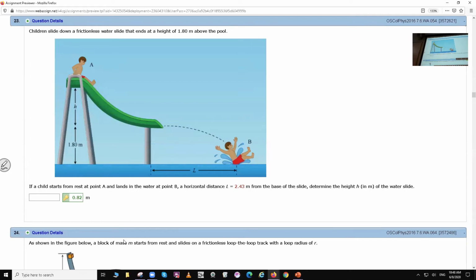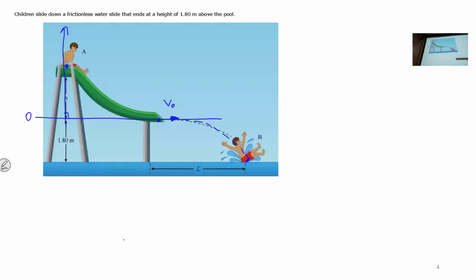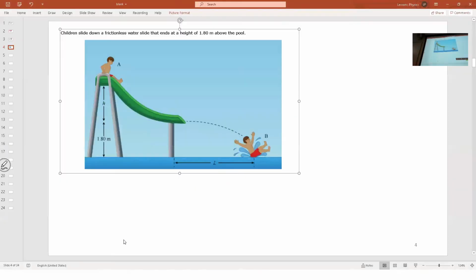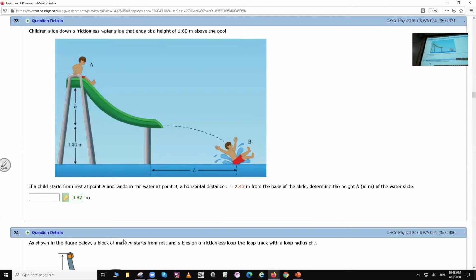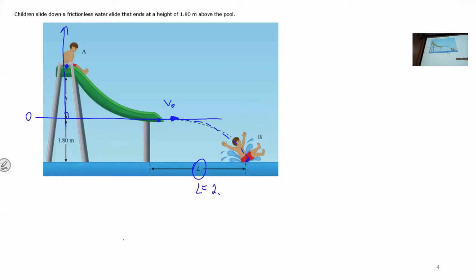Child slides from rest and lands. Okay, so you know the distance and you need to calculate the height of the water slide. All right, so this is what you do know. L is equal to 1.8. L is equal to, well, my number is 2.43, 2.4 meters, doesn't matter.